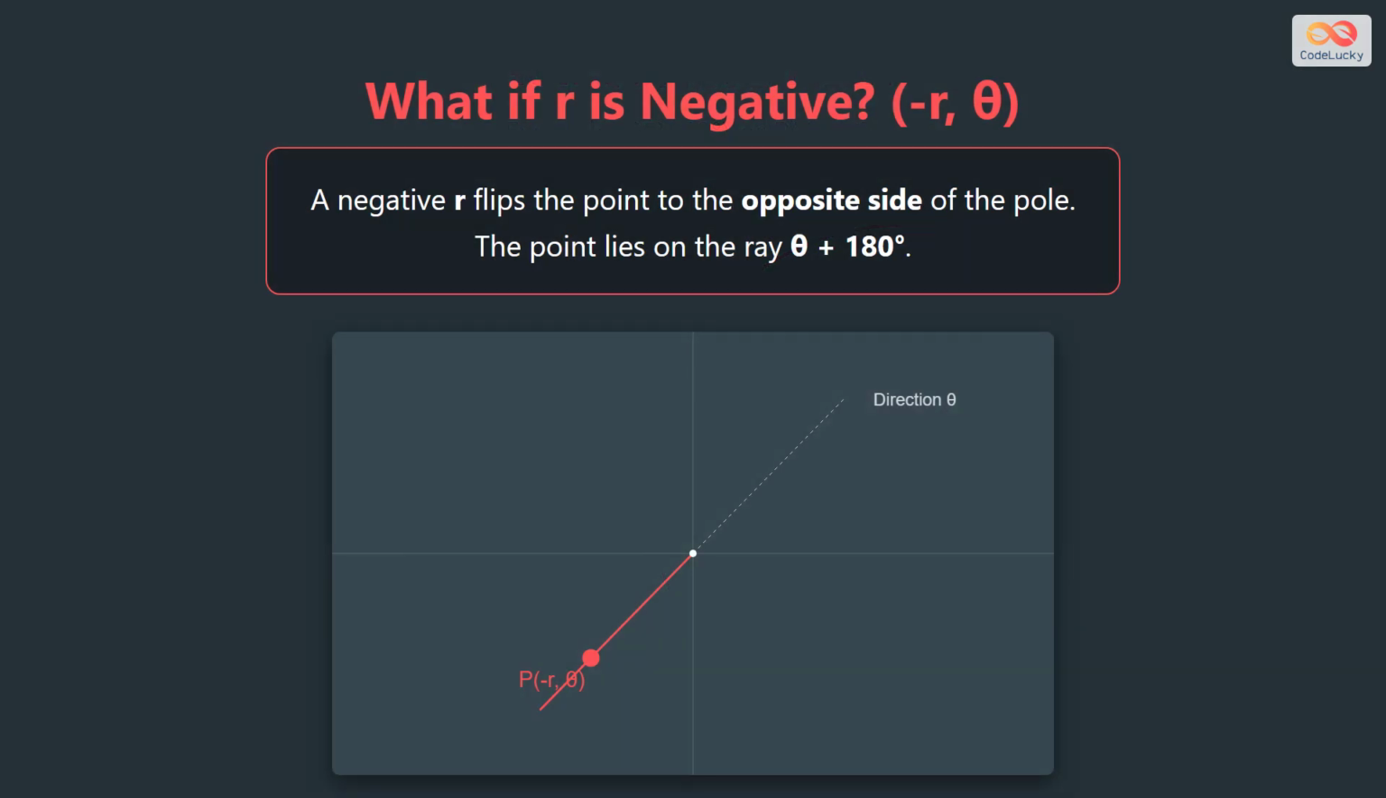Things can get a bit tricky. What if r is negative? A negative distance means you face the specified angle, but then walk backwards through the pole. Effectively, the point flips to the complete opposite side, 180 degrees away.